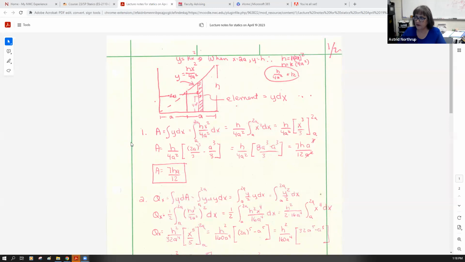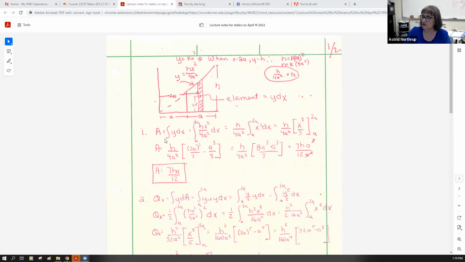There are 5 things that you have to find. First, the area under that portion of the spandrel. Then Q sub x, the first moment about the x-axis, and Q sub y, the first moment about the y-axis. Then you divide Q sub x by A to find y bar, the y coordinate of the centroid of the portion of the spandrel we're interested in, and divide Q sub y by A to get the x coordinate.